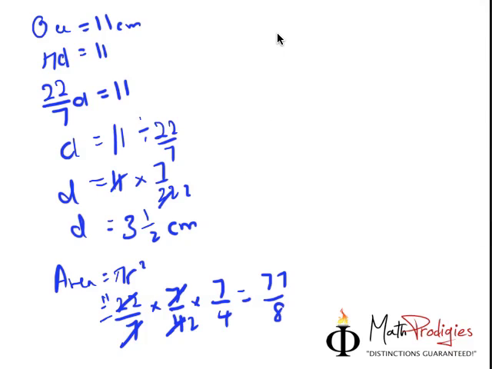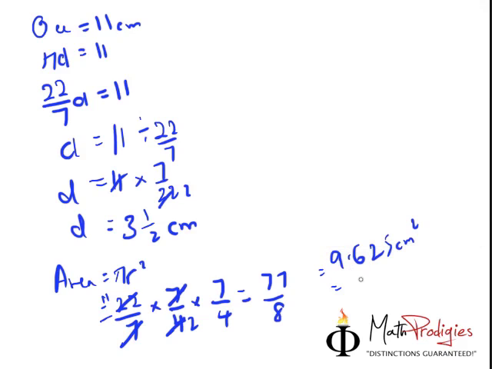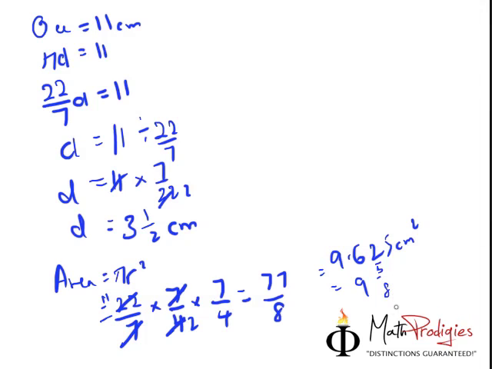So area equals 9.625 cm squared, or if you prefer it in fraction form, 0.625 is 625 divided by 1000, which gives you 5 over 8. So 9 and 5 over 8 cm squared. That's the answer.